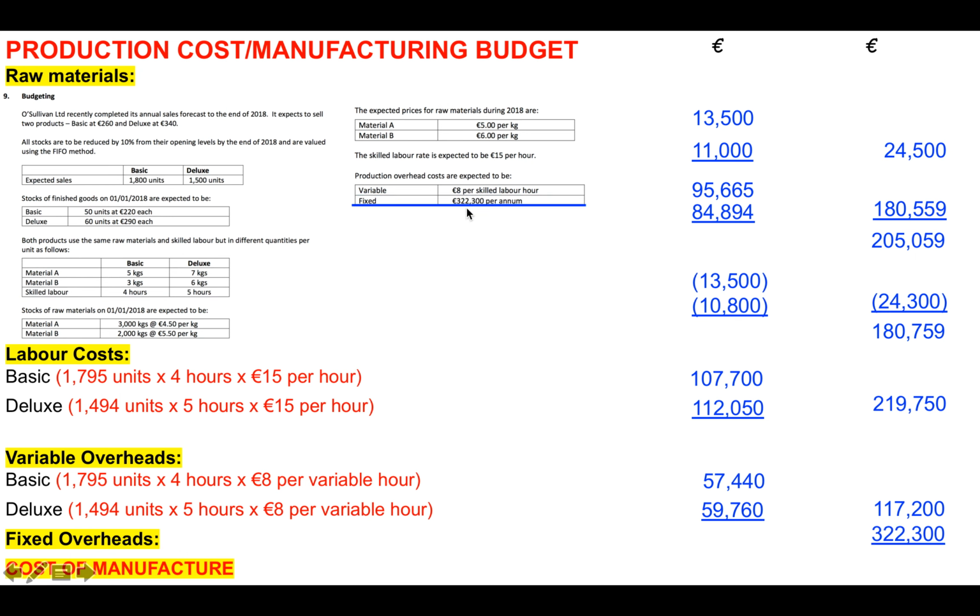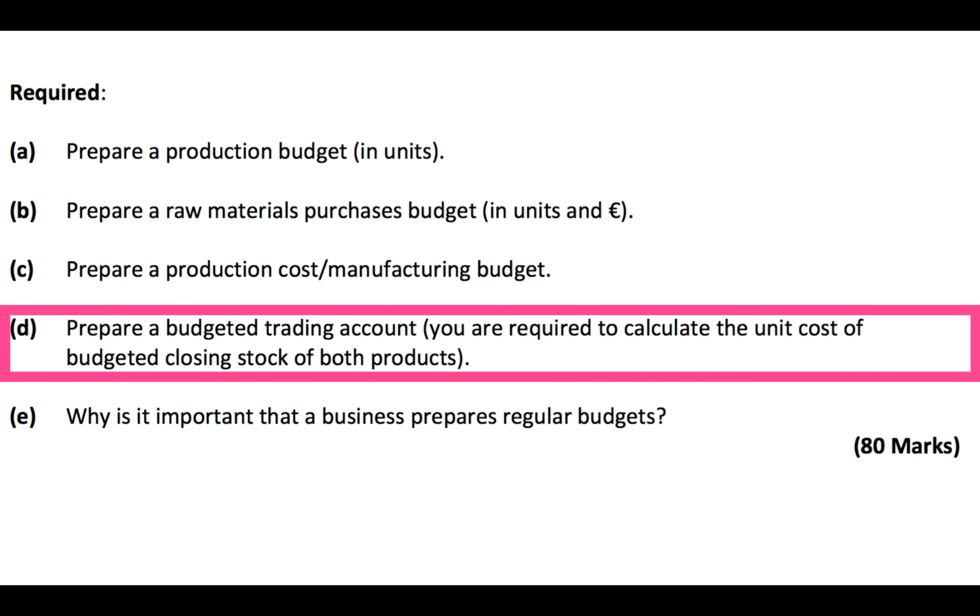Then the fixed overheads are €322,300 per annum. When I add all of my costs together, that is going to be my total cost to manufacture, which is €840,009. So that is part C complete. Part D then, prepare a budgeted trading account. So you are required to calculate the unit cost of budgeted closing stock of both products.